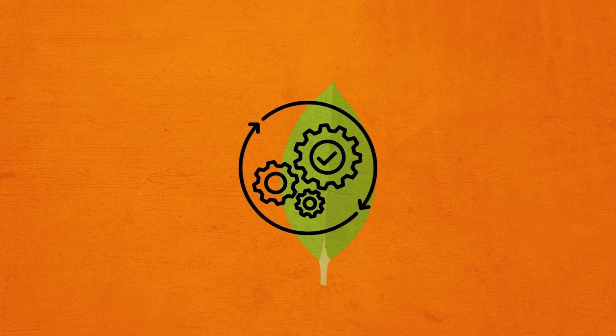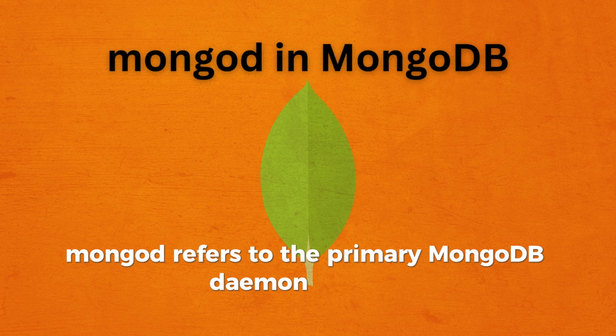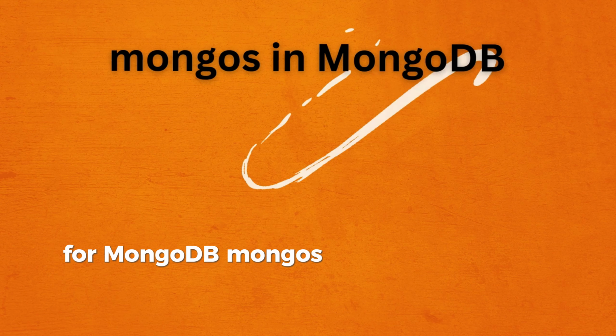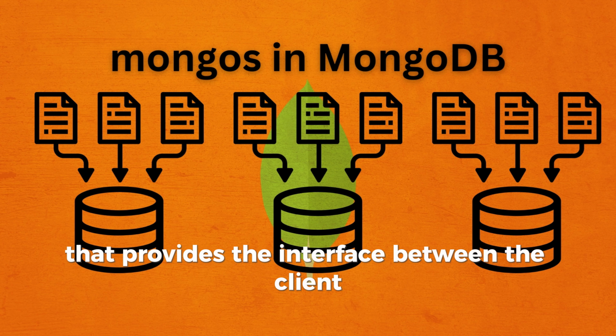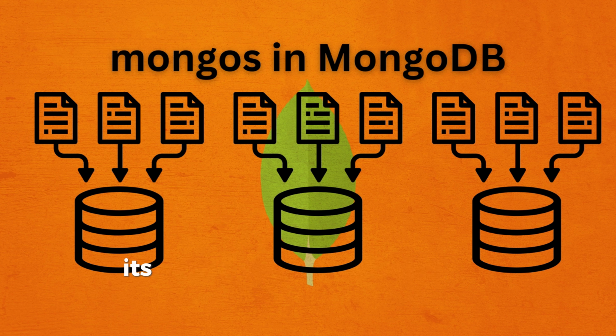A replica set in MongoDB is a group of MongoDB processes that help keep a dataset highly available. Mongod refers to the primary MongoDB daemon process for MongoDB. Mongos is a sharded cluster term referring to an instance that provides the interface between the client applications and the sharded cluster. Its name shouldn't be changed.